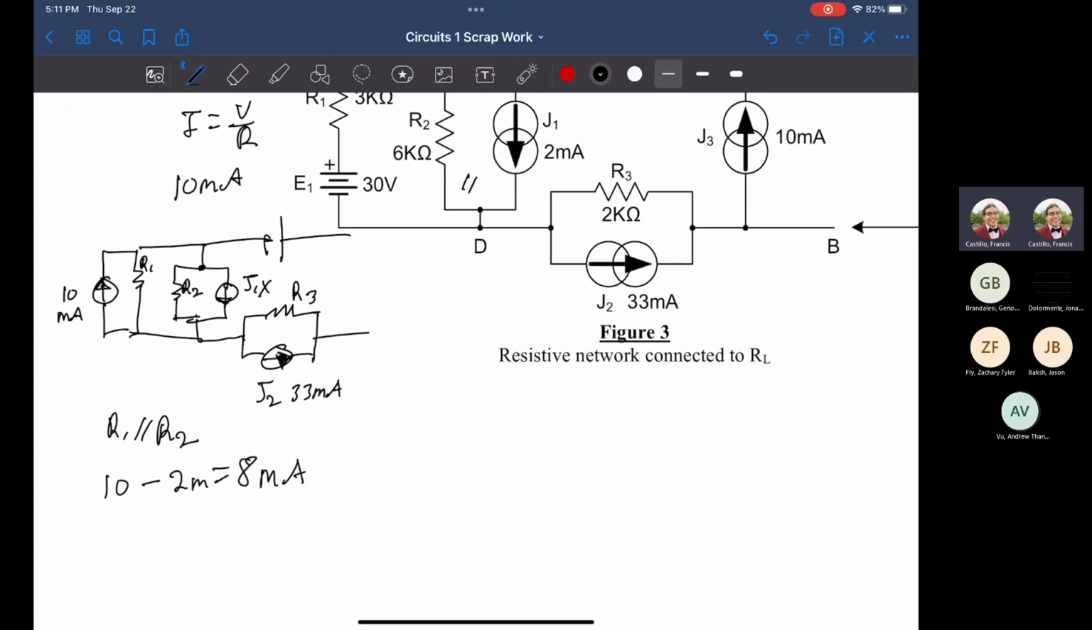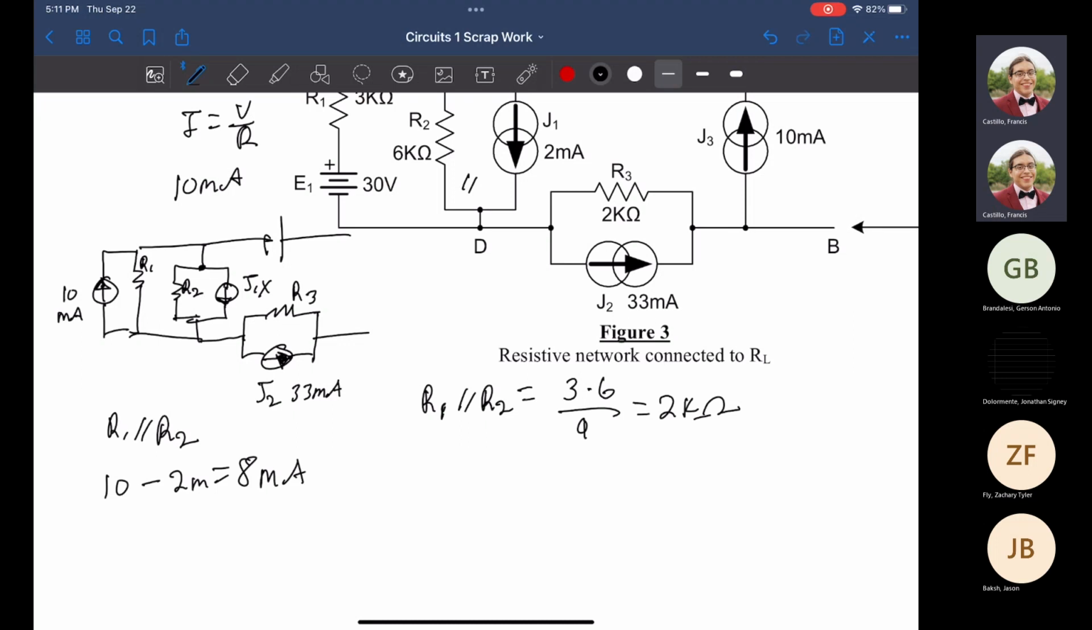So let's real quick actually show that. Just to show this, R1 and R2 are in parallel. For this one, I will write out the formula. I'll use the product over sum, just because I feel like being different. 3 times 6 over 9 is equal to 2.